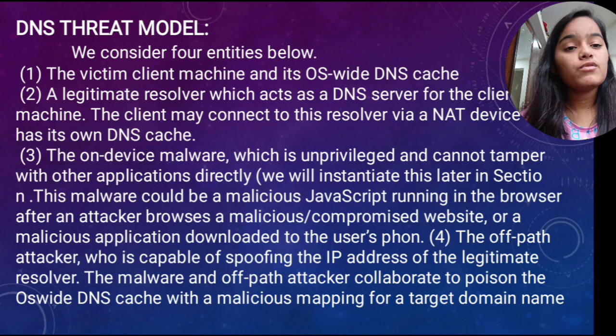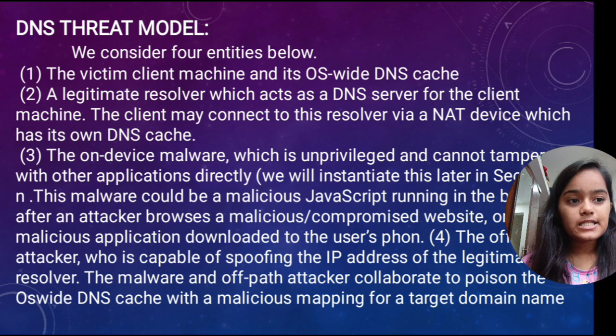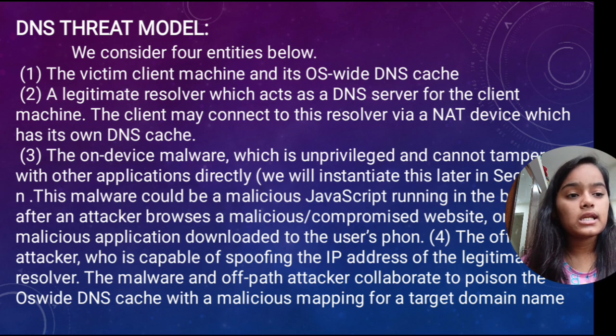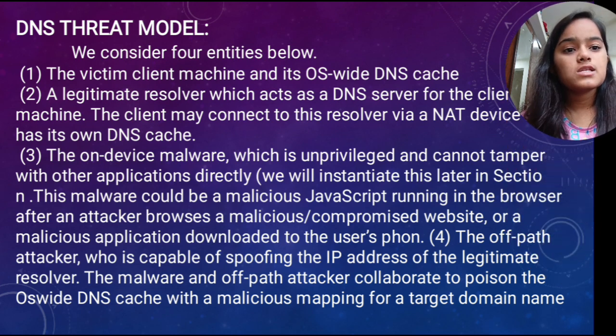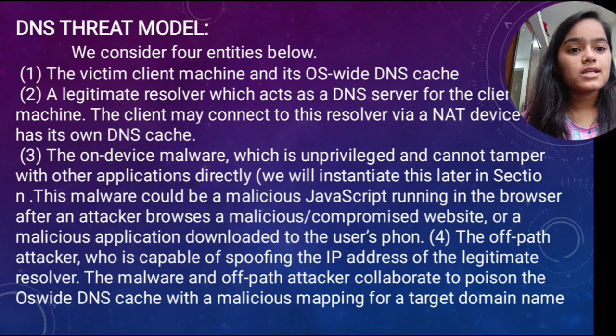In this threat model, we consider four entities. The entities are: the victim client machine and its OS DNS cache; a legitimate resolver, which acts as a DNS server for the client machine. The client may connect to this resolver via a NAT device, which has its own DNS cache. Then there is the on-device malware, which is unprivileged and cannot tamper with other applications directly. We will instantiate this later in the section.